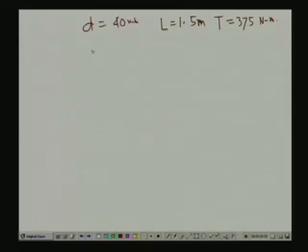Now, the diameter of the bar given is 40 millimeter, the length of the bar is equal to 1.5 meter and the twisting moment that is acting is equal to 375 Newton meter. Now, we have seen that the equation for the torsion is T by J is equal to tau by rho is equal to G theta by L.